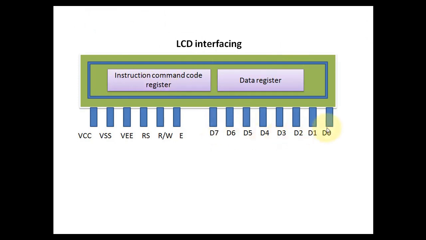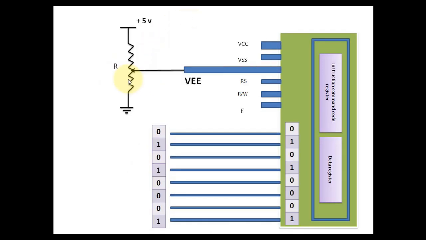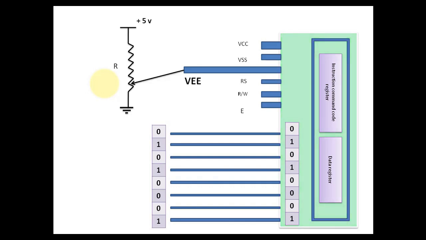It has 8 data pins D0 to D7, 3 control pins RS, RW and enable, and 3 voltage control pins VCC, VSS and VEE. VCC you have to connect to the 5-volt power supply, VSS to the ground. The VEE pin is used to control the brightness of the LCD. If you provide a larger voltage to it, the brightness of the LCD will increase. If you supply a lower voltage to the VEE pin, the brightness will decrease.